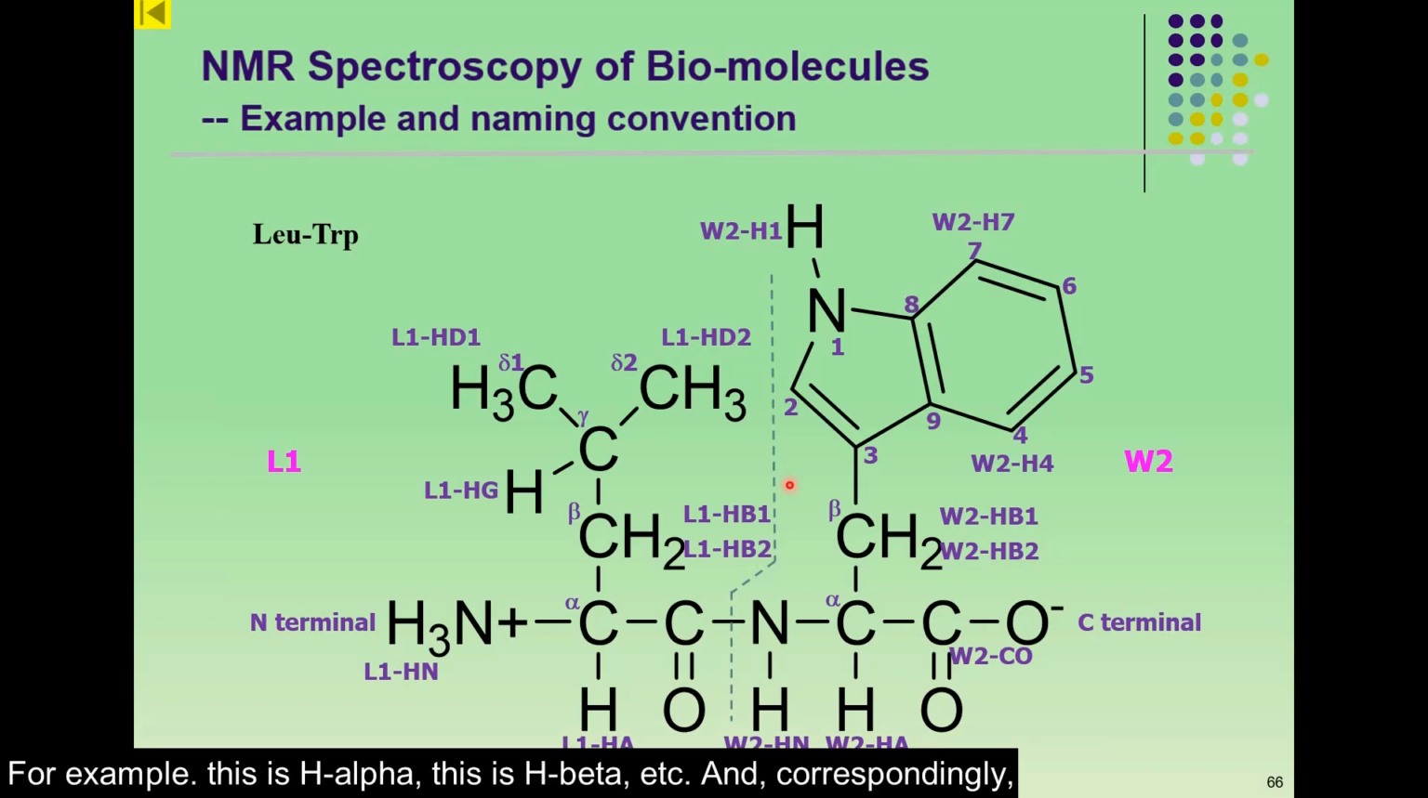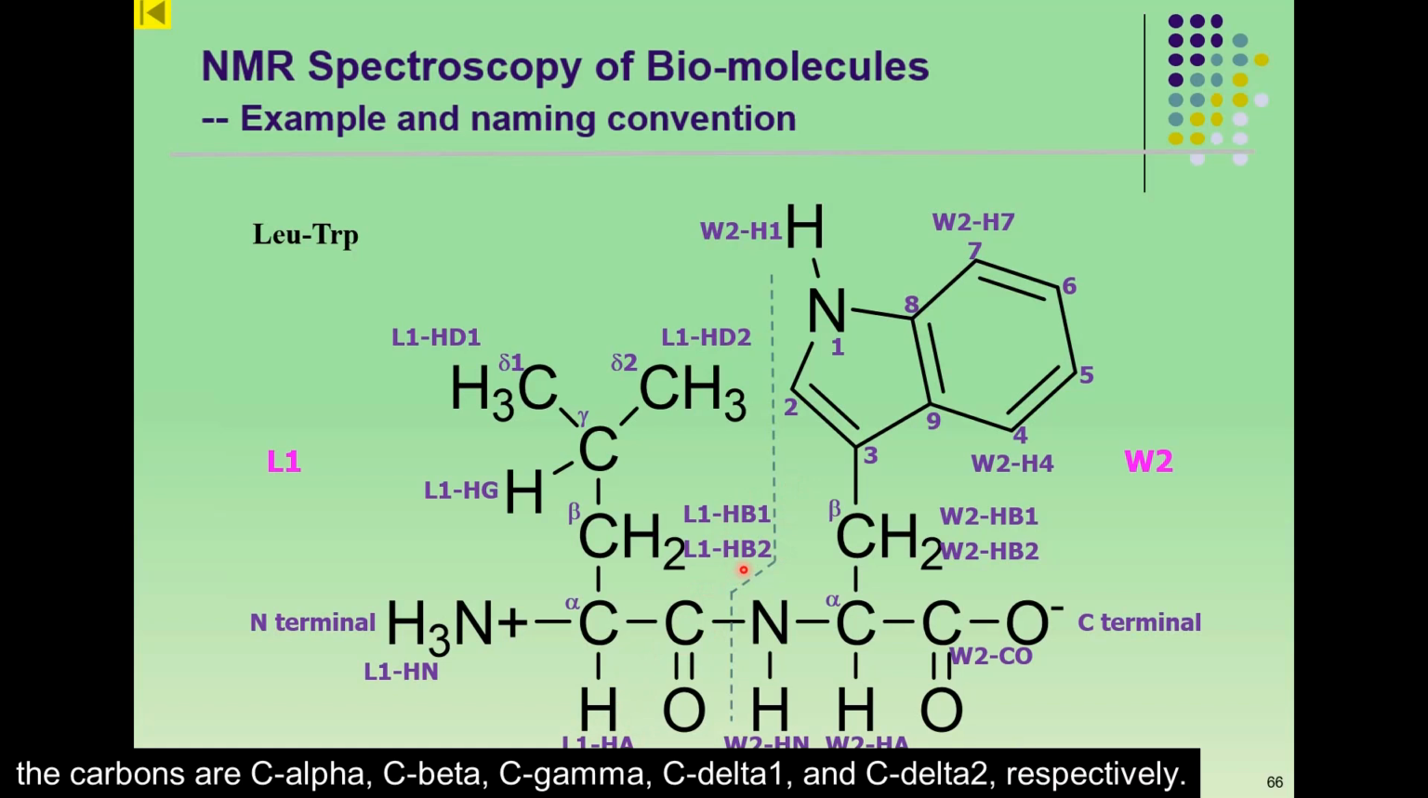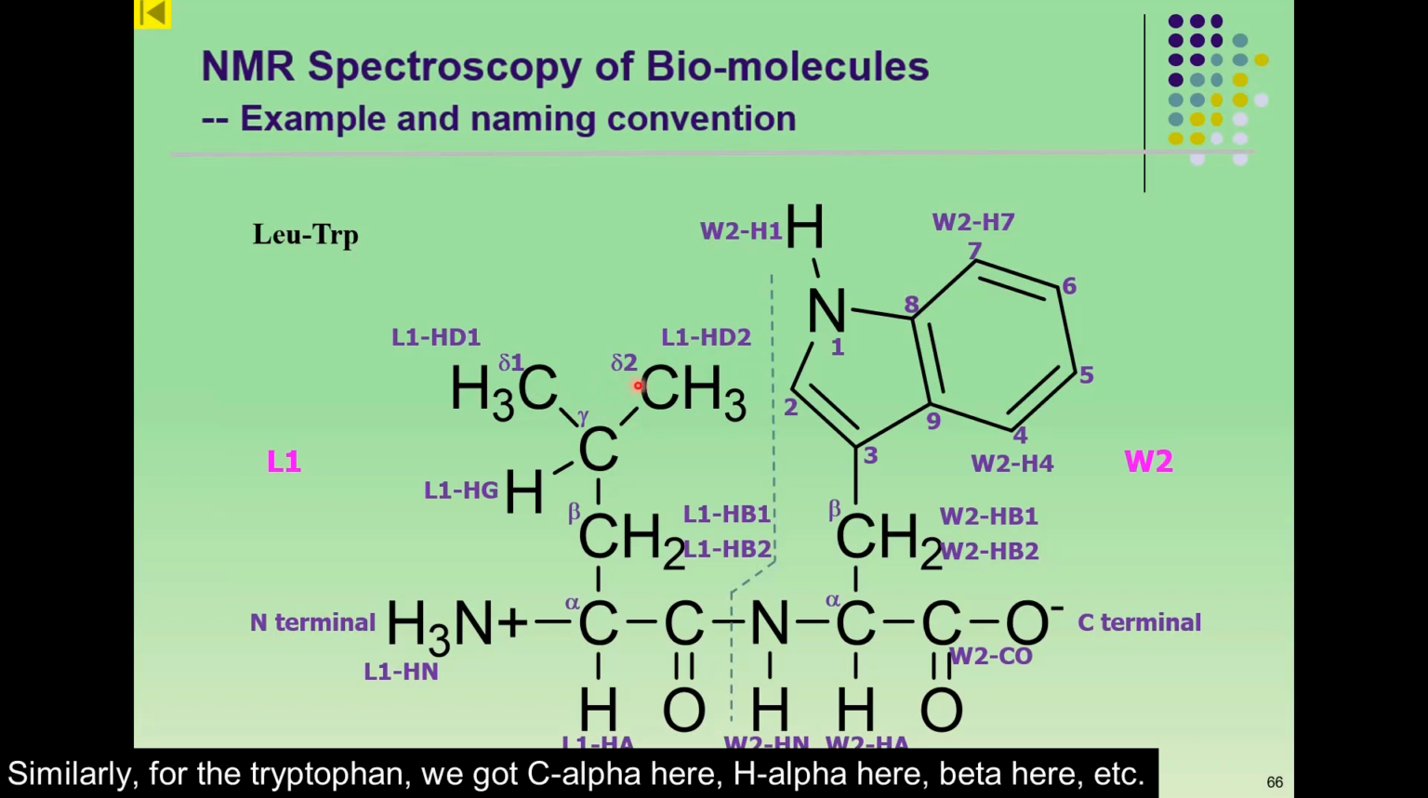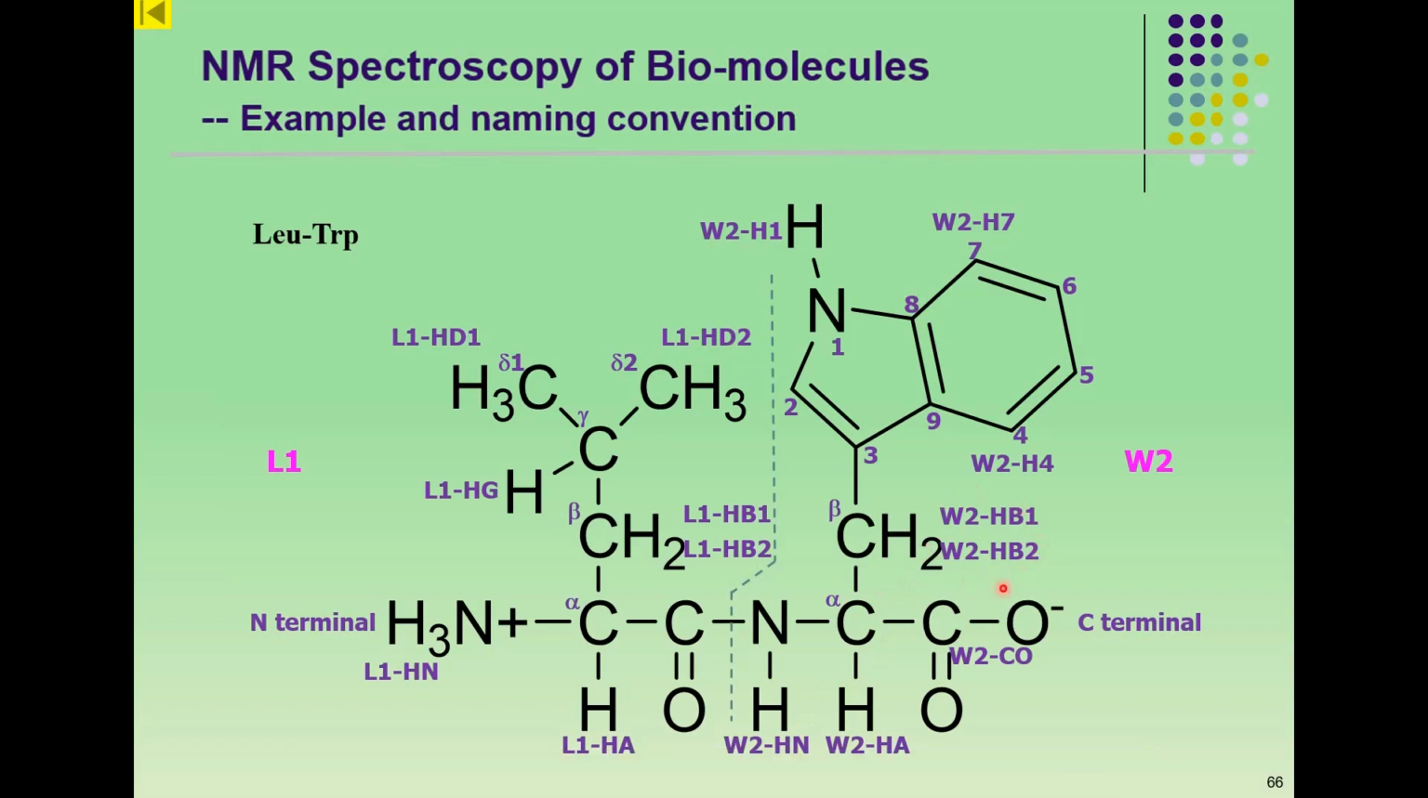For example, this is H-alpha, this is H-beta, etc. And, correspondingly, the carbons are C-alpha, C-beta, C-gamma, C-delta-1, and C-delta-2, respectively. Similarly, for the tryptophan, we got C-alpha here, H-alpha here, beta here, etc.